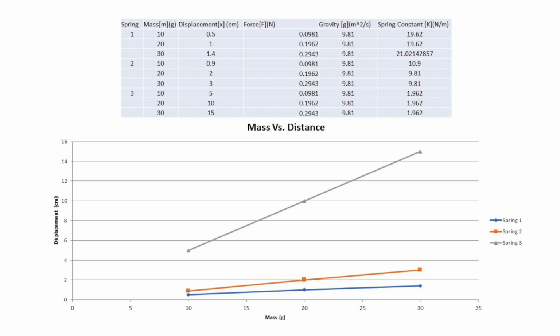The data here shows the multiple trials attempted during the experiment and the linear representation between the mass in grams to the displacement in centimeters.